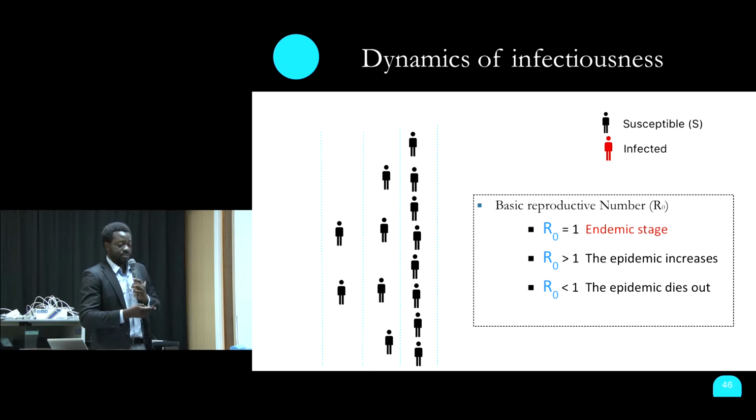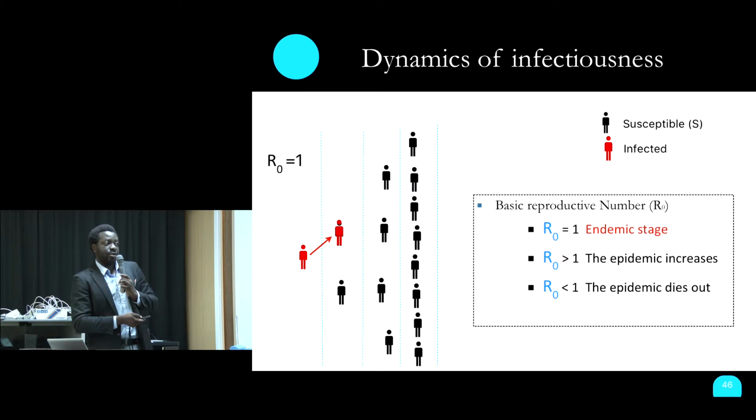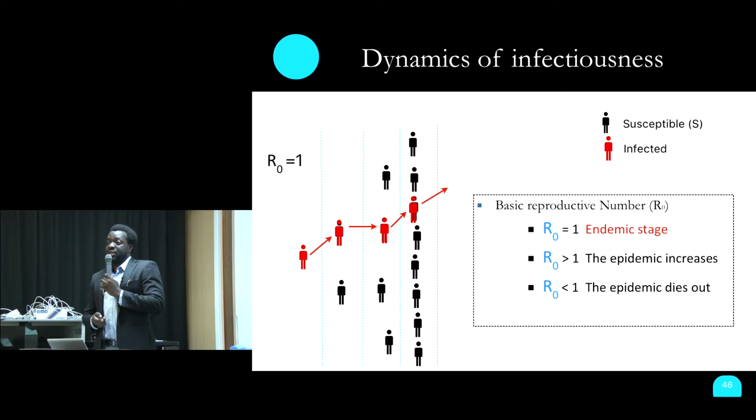More illustration. We have an R naught of 1, meaning that one person can transmit infection to only one person. For example, this one becomes infected, and it goes on and on. But we will have an endemic stage. The epidemic will not take off, but we will have a stage where the epidemic is there, it's not taking off, it's not dying off.